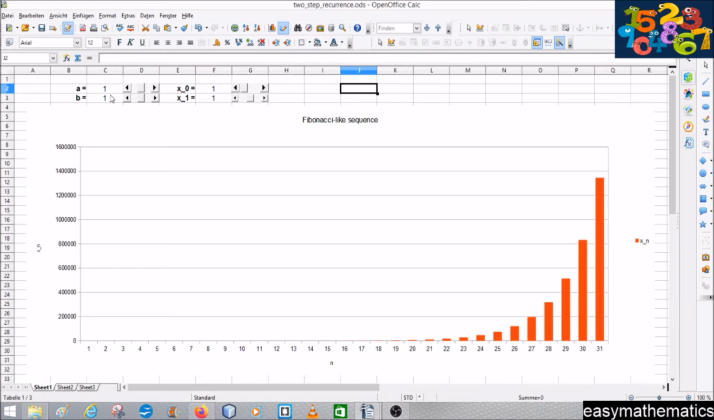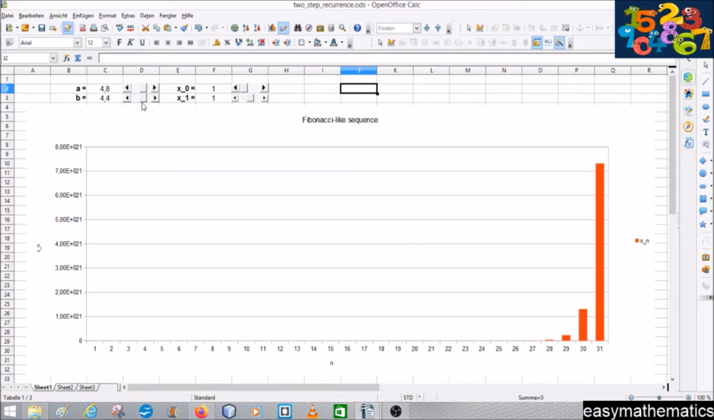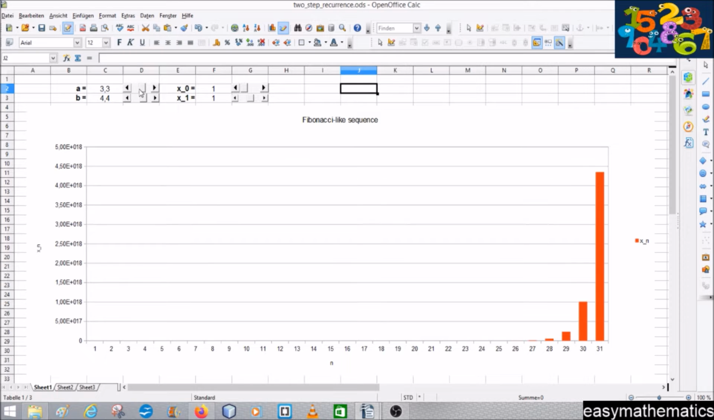We can change here the recursion weights and here the initial values, and in this case we get the Fibonacci sequence and we see here the exponential behavior. Okay, and of course if we make a and b bigger, then the exponential behavior is much stronger, so the values explode, as you can see here. So it makes no sense to go too high.